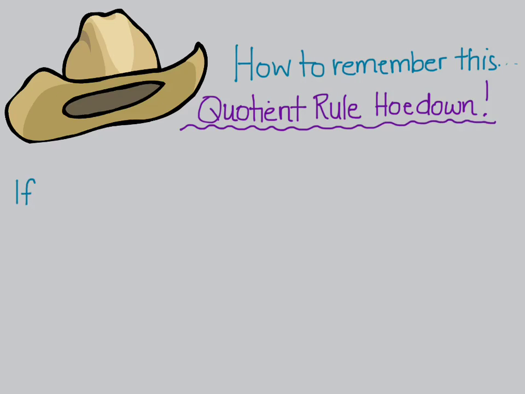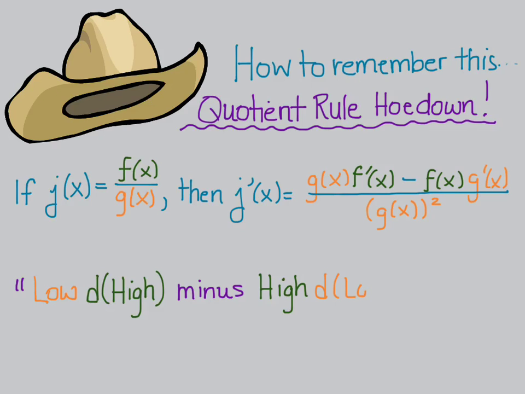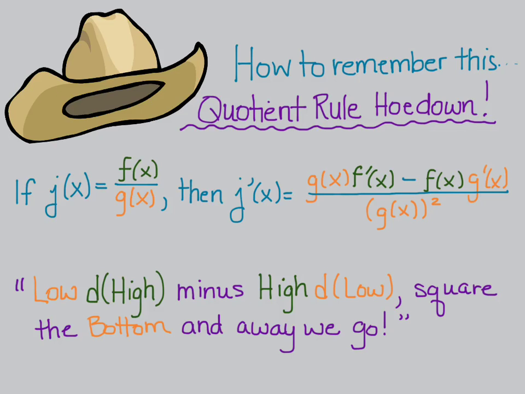It goes as follows. So remember, if j of x is the function f of x over g of x, then j prime of x is g of x times f prime of x minus f of x times g prime of x over g of x squared. And the way that we're going to remember this is we're going to call the top function high and the bottom function low. So we have low d high, so low times the derivative of the top, minus high d low, square the bottom, and away we go. Low d high minus high d low, square the bottom, and away we go.